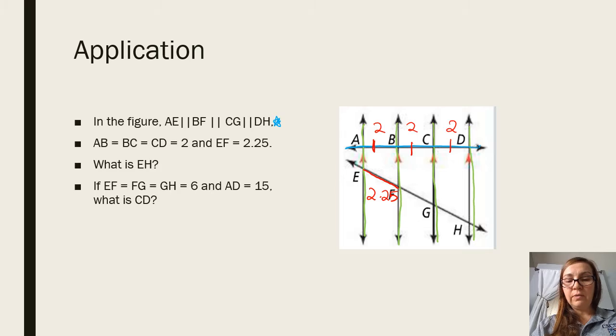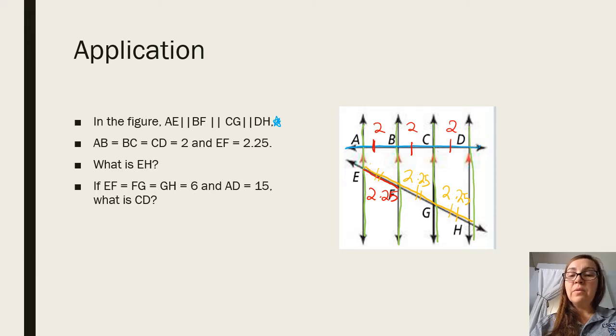Okay, EH, first we have to figure out what that is. EH is this entire line right here. But because of theorem 6-7, every one of these segments is equal to each other. So they're all equal to 2.25.